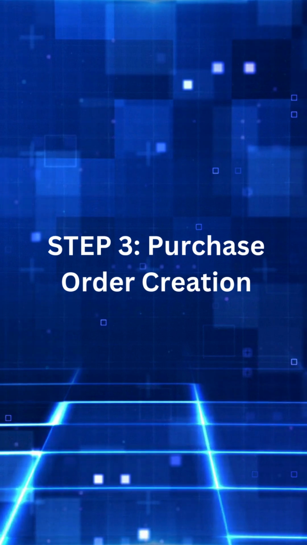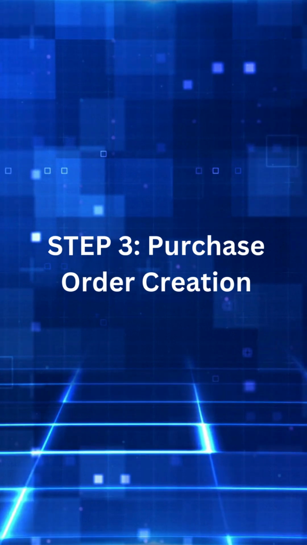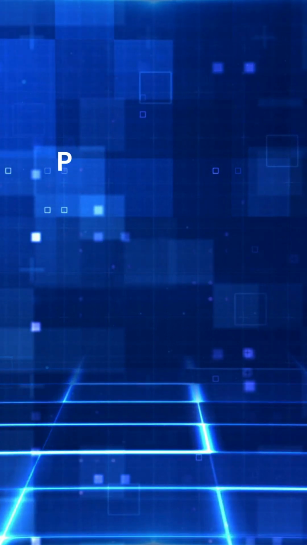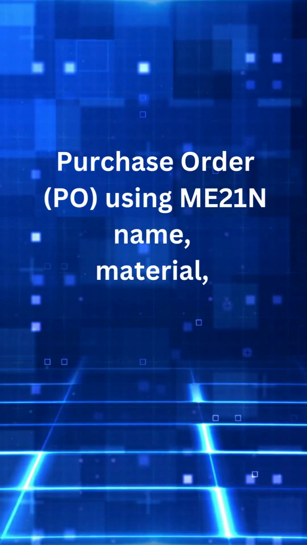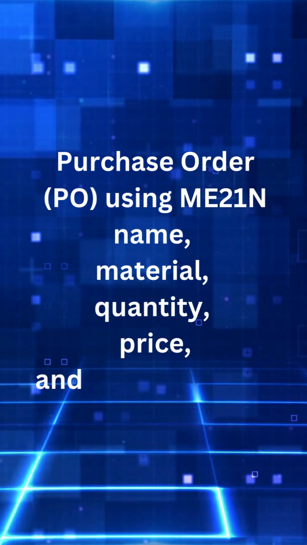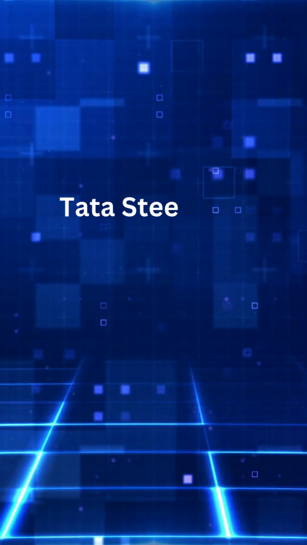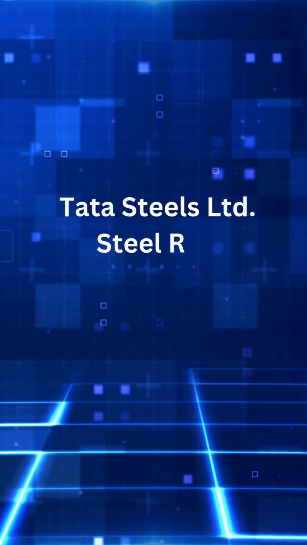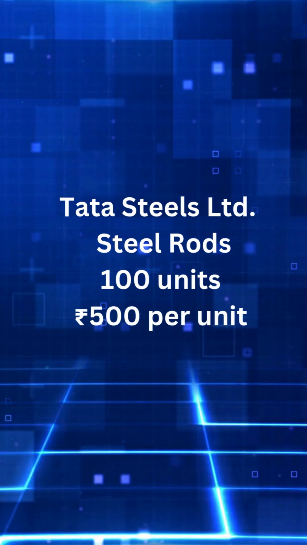Step 3. Purchase order creation. Once the vendor is finalized, the purchase requisition is converted into a purchase order using ME21N. The PO contains vendor name, material, quantity, price, and delivery terms. For example, vendor name Tata Steel Ltd, material steel rods, quantity 100 units, price 500 per unit.